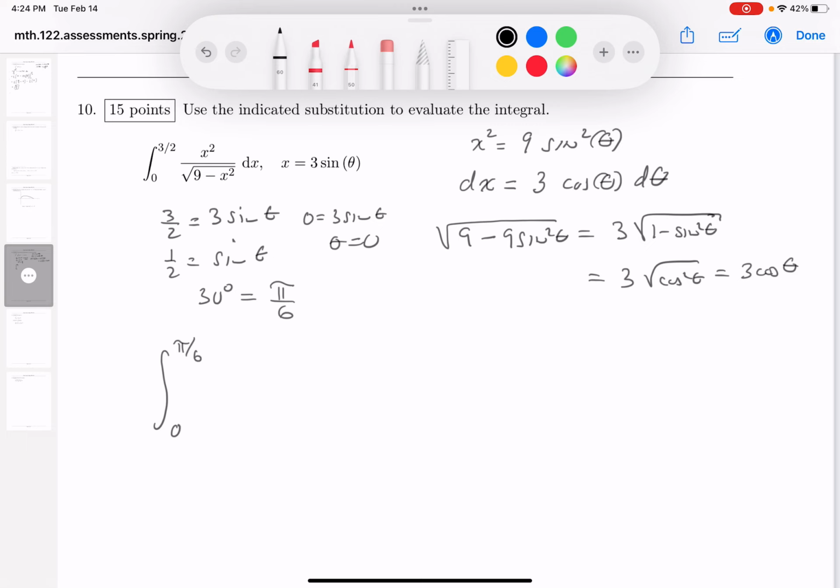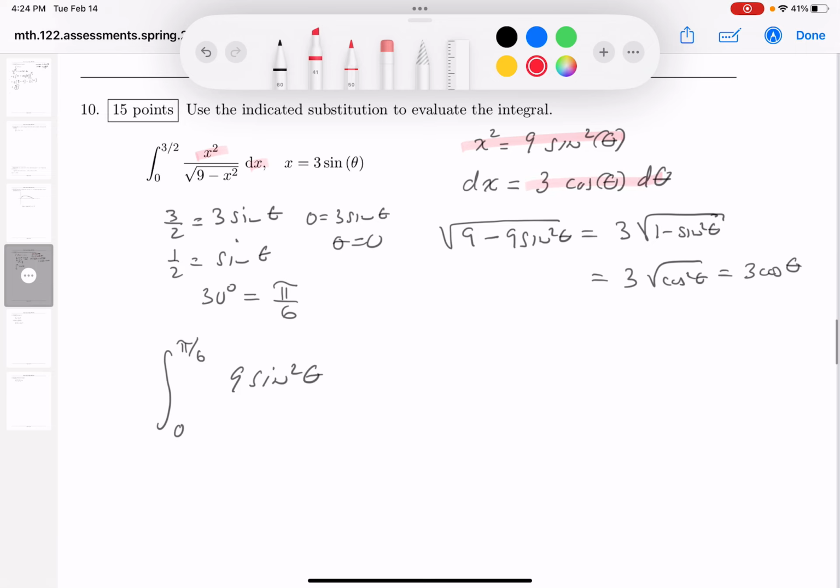Let's write this down. So x squared dx, that's 9 sine squared. That's the x squared. I've got that covered. The dx is this over here. Let's write that down. That's 3 cosine theta d theta. I've got that covered, all right? Let me go backwards on that. I want to see if I can do the bottom. Did I do the bottom? Yeah, I did. What is it? It's just 3 cosine theta. Let's write that down, 3 cosine theta.